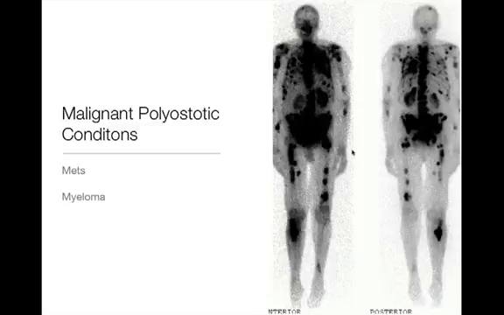Metastases that like to be expansile and lytic tend to be thyroid and renal, so that's something to think about too. If you see multiple expansile lytic lesions from metastasis, things that can do that are thyroid and renal metastasis.